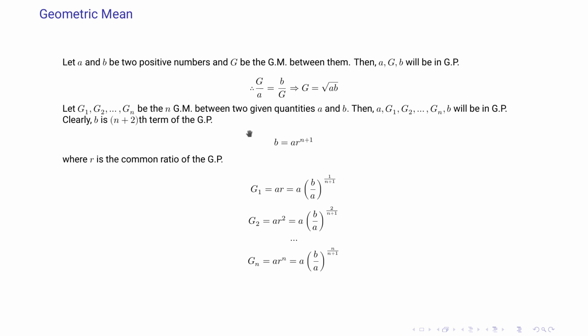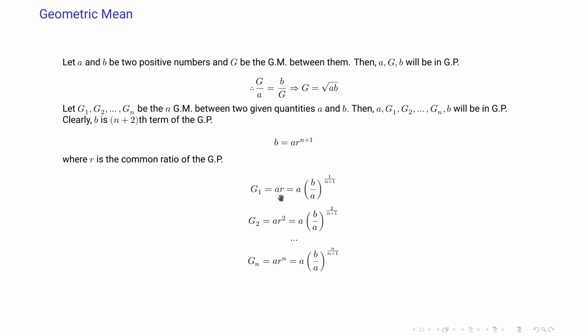Now to find n geometric means, we have considered a, G1, G2 up to Gn, b in GP. We let r be the common ratio. So clearly we can observe that b is the (n plus 2)th term. So b is equal to a r to the power n plus 1, which means r will be (b by a) whole to the power 1 by (n plus 1).